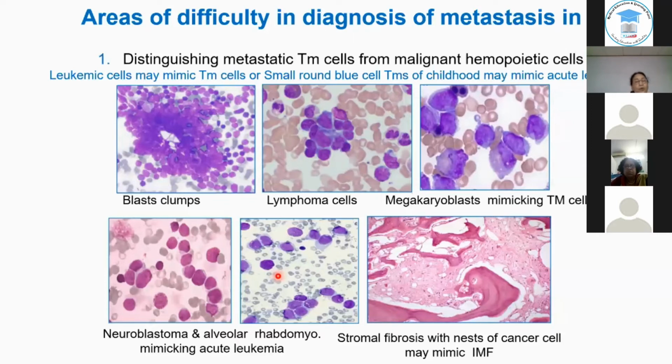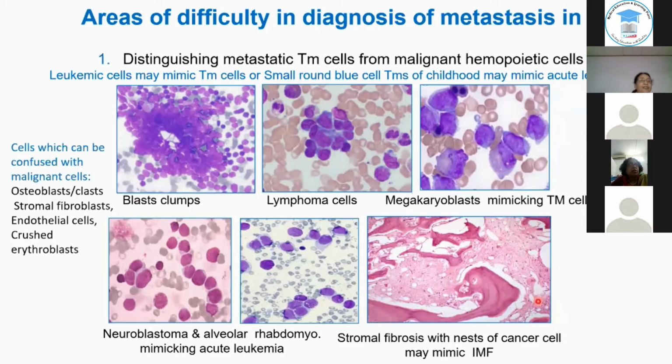The stromal fibrosis with nests of cancer cells may mimic IMF. The cells which can be confused with malignant cells are osteoclast, osteoblast, stromal fibroblast, endothelial cells, and sometimes even the crushed erythroblast.